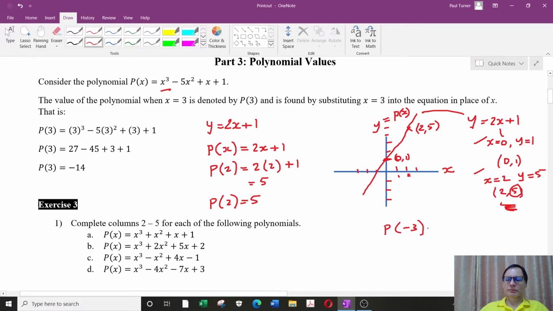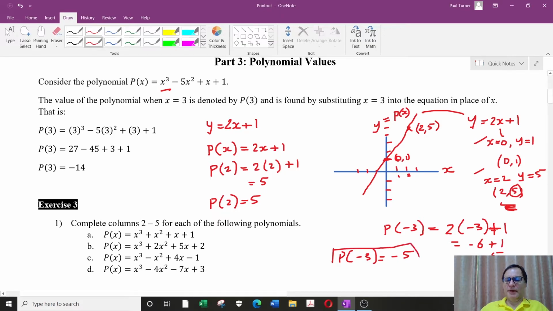Similarly, what if we had P(-3)? What would that be? So this is telling us to take the x value, minus 3, and put into our polynomial. So 2 times minus 3 plus 1. We'll get minus 6 plus 1, which is minus 5. So when x is minus 3, the y value, or the value of the polynomial, is minus 5.